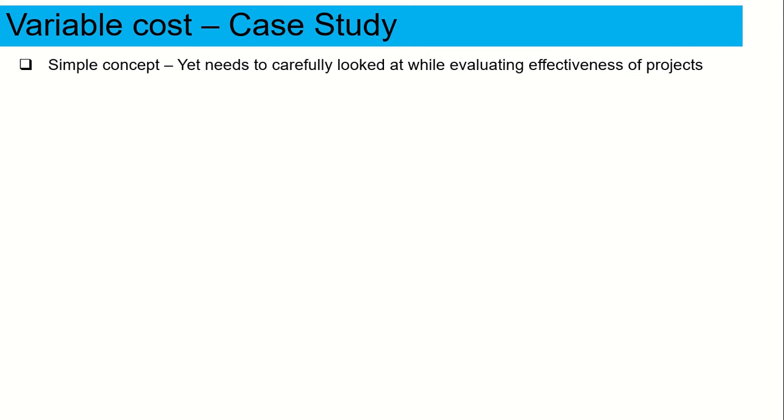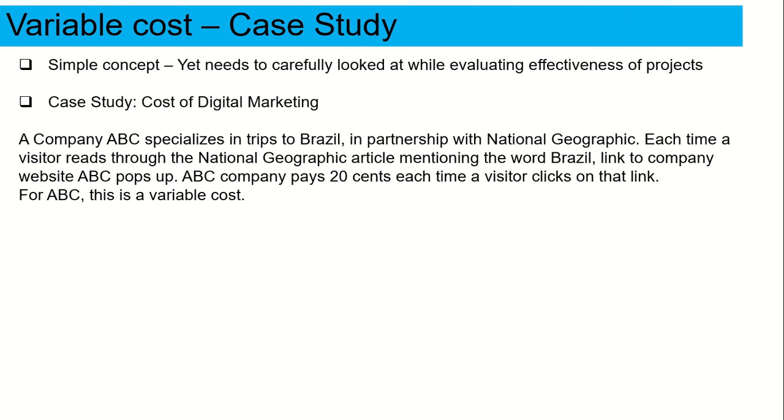Now, if we just take a look at a simple case study of a company which goes into digital marketing, this company which specializes in trips to Brazil, it entered into a partnership with National Geographic. So every time a visitor reads through a National Geographic article mentioning the word Brazil, a link of website ABC pops up, and ABC company has to pay 20 cents each time the reader clicks on that link. So for ABC, this is nothing but a variable cost.